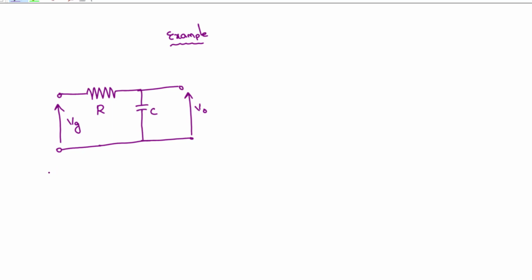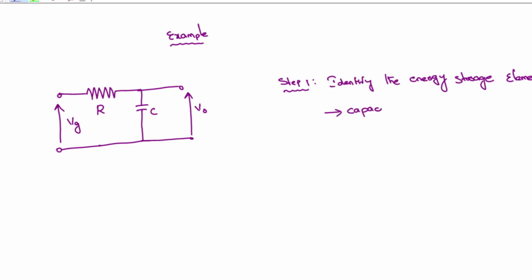Now, the first and foremost step, step number 1: identify the energy storage elements. Now, tell me, in this circuit, what is the energy storage element? That is the capacitor. Capacitor is the energy storage element.